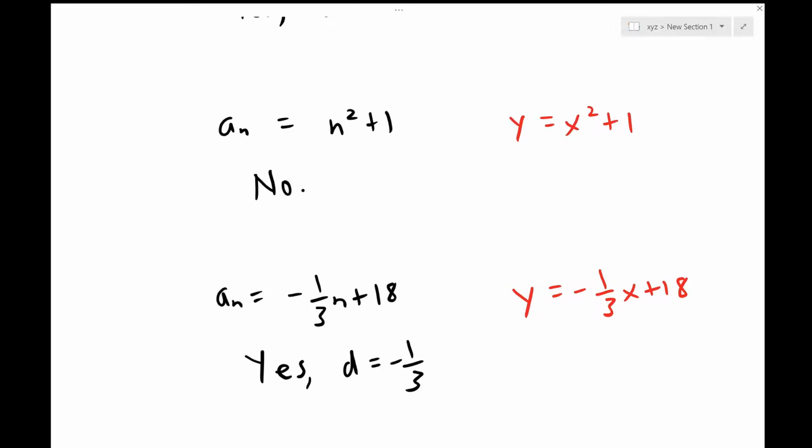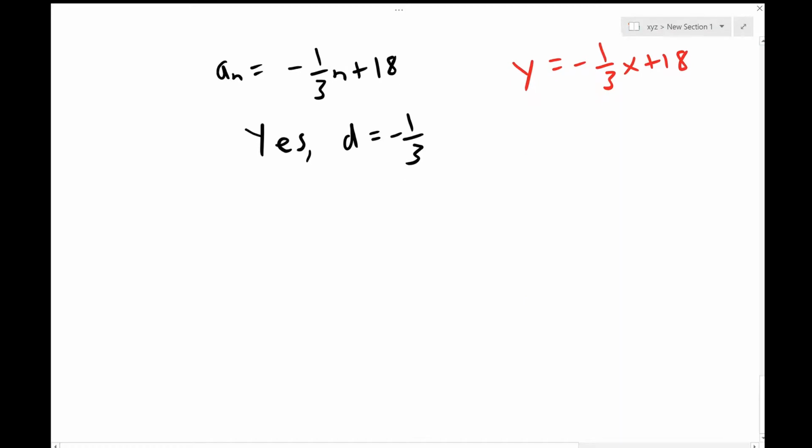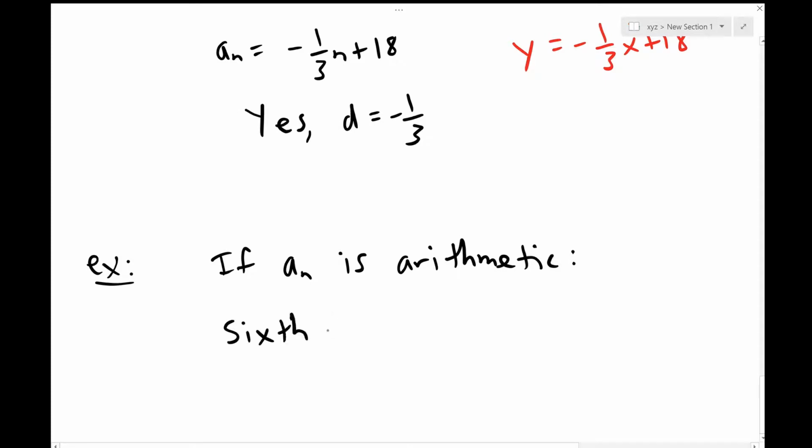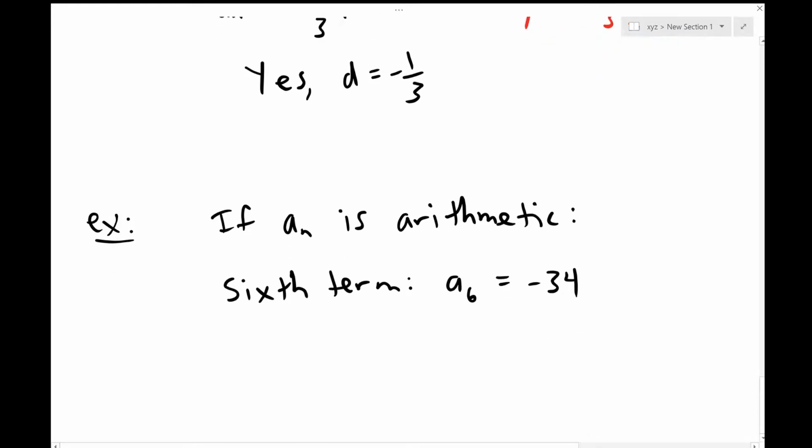Okay, the next thing we'll look at here is how we find specific terms in a sequence when we're given other terms. So a typical kind of example of working with arithmetic sequences is, first of all, if a sub n is arithmetic, suppose we have the following information. Let's say we know that the sixth term, which of course we could denote as a sub 6, is equal to negative 34. And suppose we also know that the 11th term, so we'll call this a sub 11, is equal to negative 64.